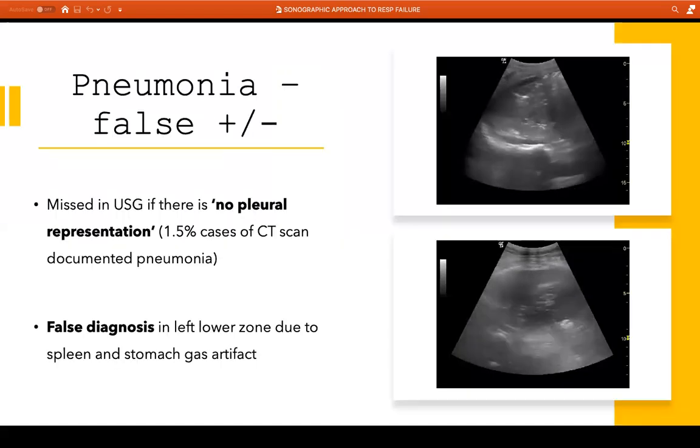Sometimes identifying pneumonia with lung ultrasound can be a little tricky. We have to know the pros and cons. As I already mentioned, if the pneumonia does not have any pleural representation, it may be missed with ultrasound. It has been shown that up to 1.5% of CT-documented pneumonia cases have been missed with ultrasound. Sometimes a full stomach on the left side may be falsely diagnosed as a consolidation because the appearance may be a little similar. So whenever you see a consolidated structure like a bag with multiple hyperechoic dots within it, you need to rule out a full stomach.